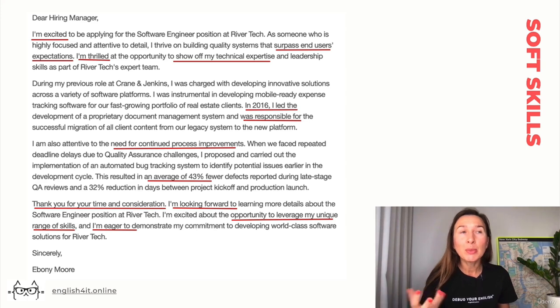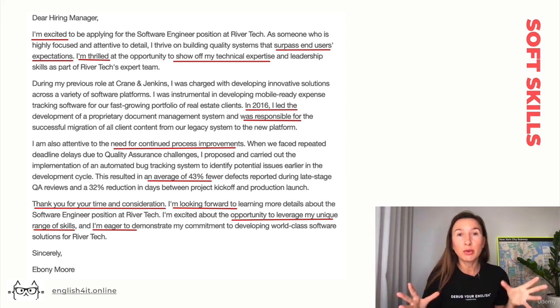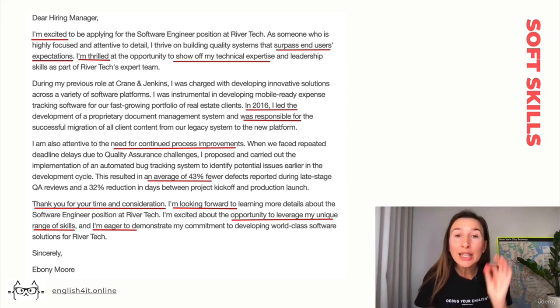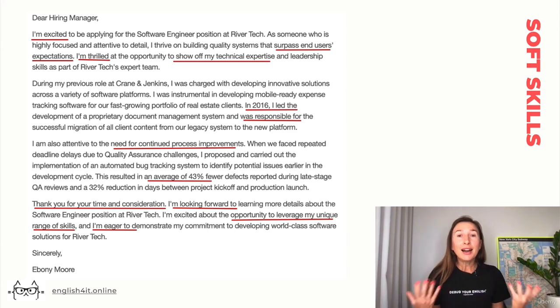Leverage my skills means to use my skills at their fullest, right? So to use my skills to solve different problems, right? And I'm eager to demonstrate. I'm eager, it means I want it very much, right? I'm eager to demonstrate my commitment and development world-class software solutions for River Tech.